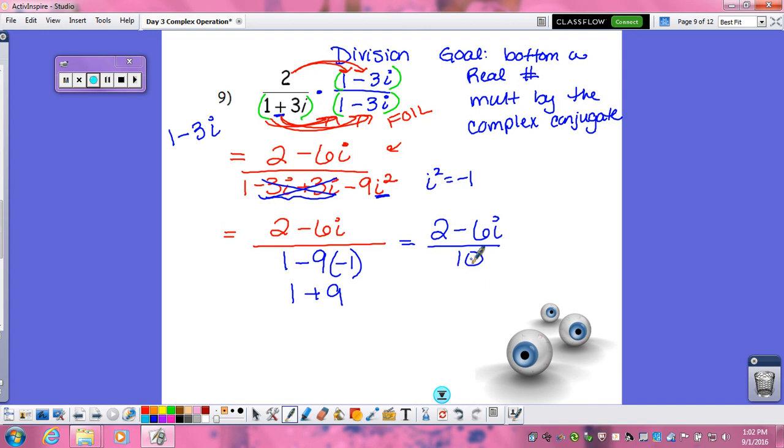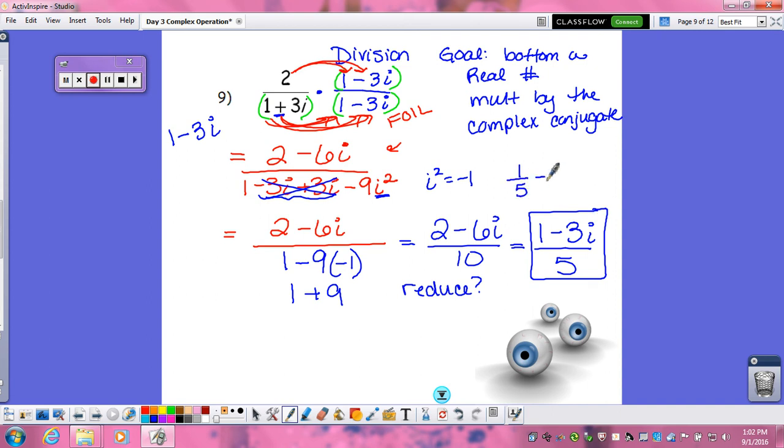But are we done? Always see if we can reduce. So is there anything that we can take out of all of those numbers? How about a 2? So we'll have 1 minus 3i over 5. You could also see your answer as 1 over 5 minus 3i over 5. Either answer is accepted.